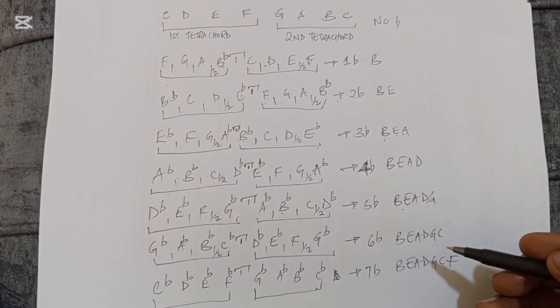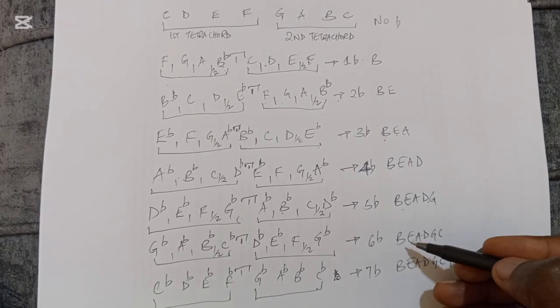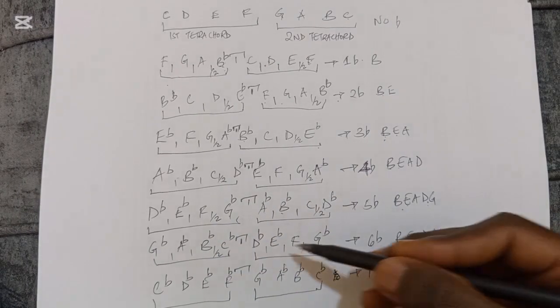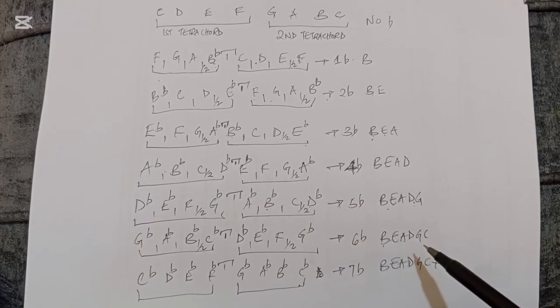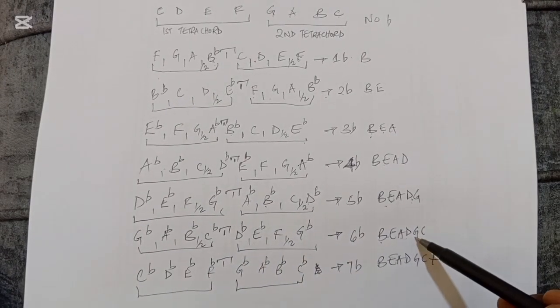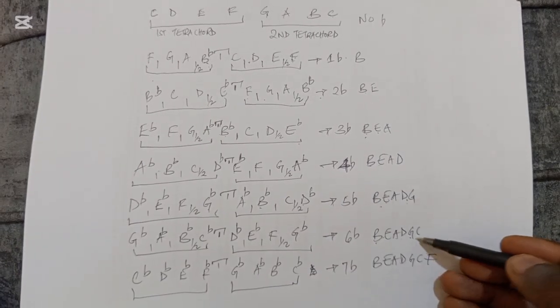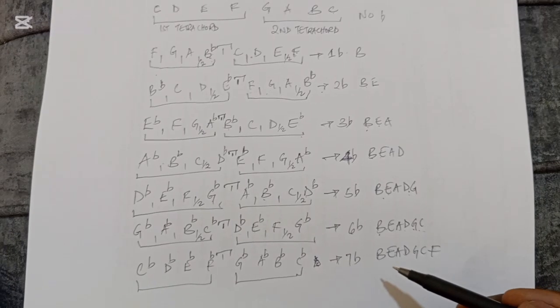Then we have the next, which has been flattened, which is G flat major. G flat major has six flats. The first flat is on B, followed by E, followed by A, followed by D, followed by G. G has been flattened in both octaves, and then the last one to be flattened is C. Then lastly we have C flat major, which has seven flats.